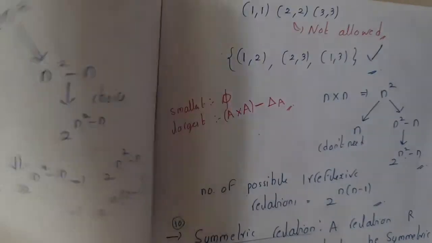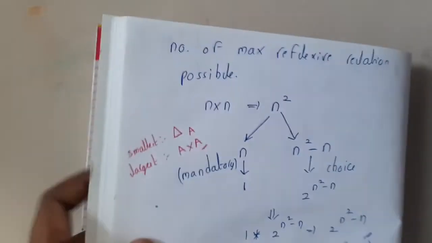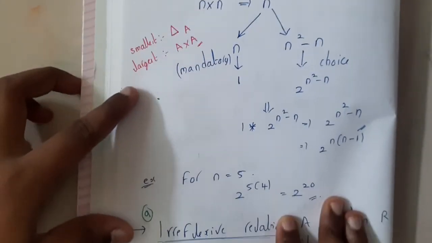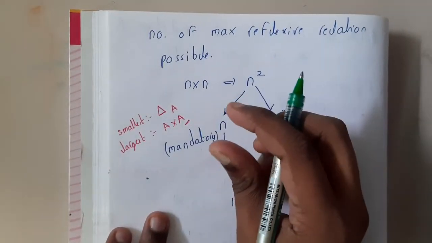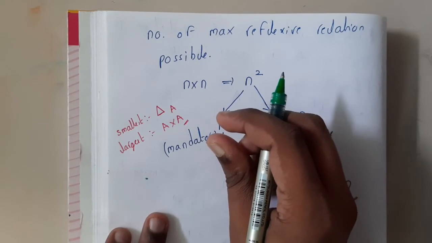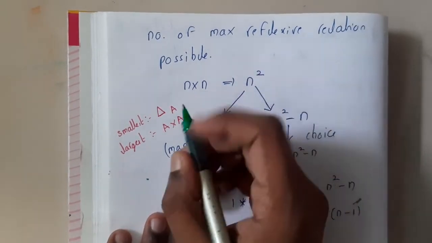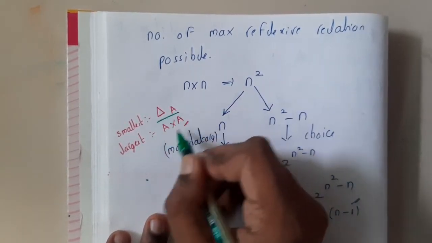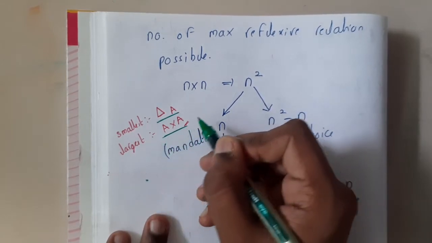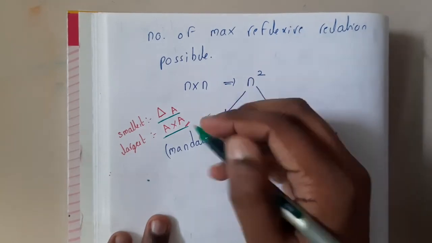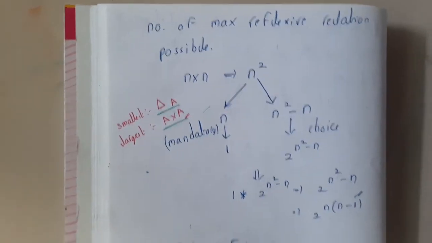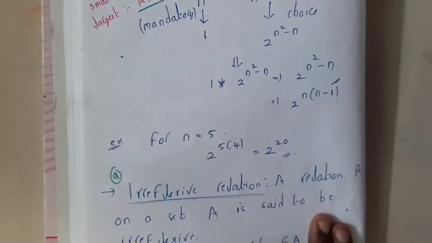In the next lecture, let us continue with the same problem, which I have also solved in the same book. One more important thing: if you recall, what is the smallest reflexive relation, guys? Diagonal elements are mandatory, so the diagonal will be the smallest. And what is the largest? Largest will be a cross a, because a cross a contains the diagonal elements and all others, right? That you can also remember. Now I hope everyone got a clear idea about reflexive.